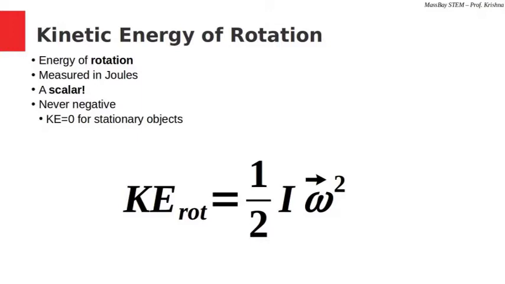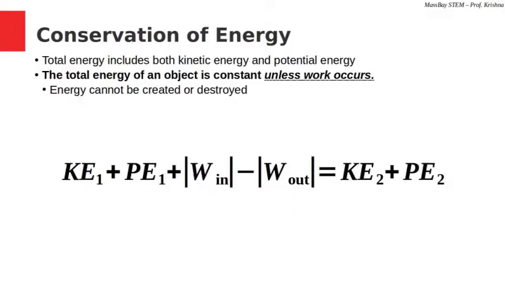Now for the most important part of this video. Earlier, we wove work and energy together into the law of conservation of energy. This is one of the cornerstones of physics. The law of conservation of energy says that the energy of an object must stay constant unless it gains energy through work in or loses energy through work out.